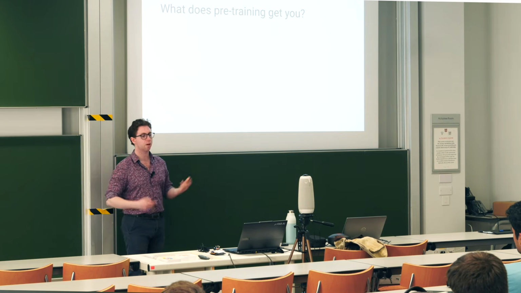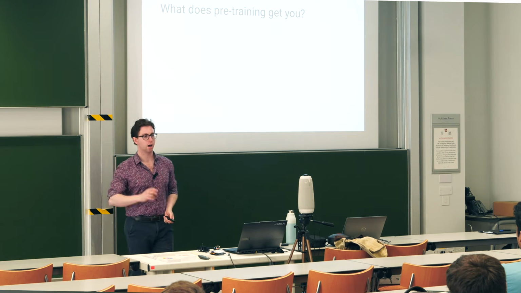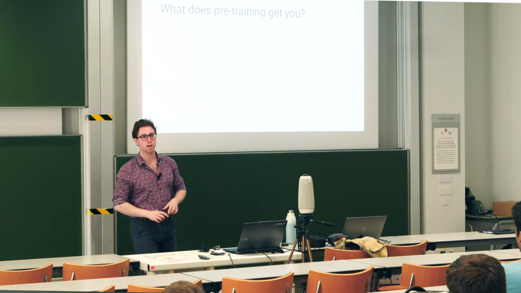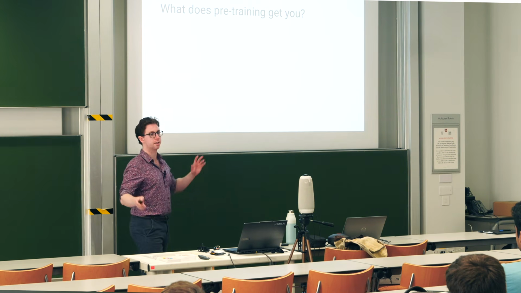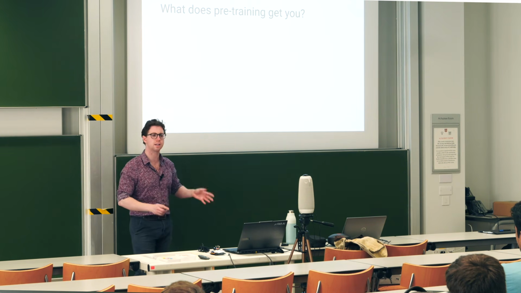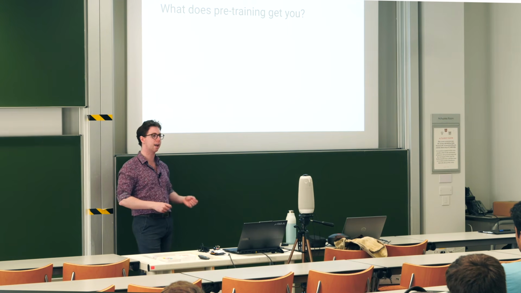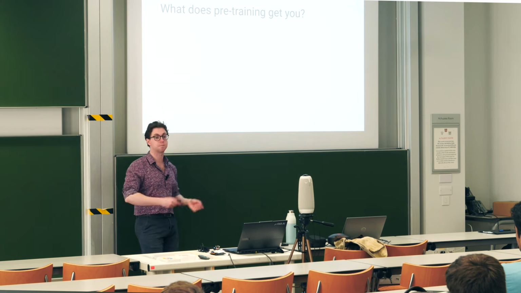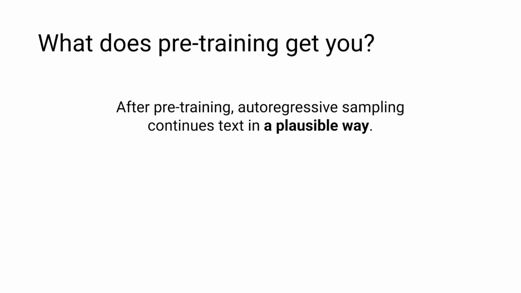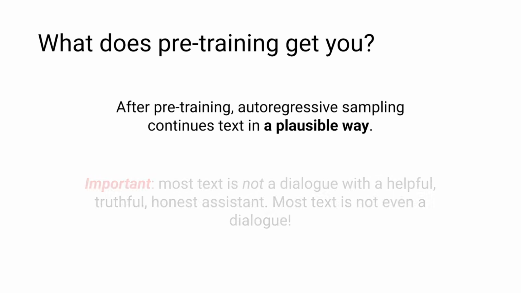In the final part of the lecture, I'm just going to cover how you should think about these pre-trained systems. In particular, I want to make sure that you understand that these pre-trained systems behave quite differently to the LLMs that you may have interacted with. If you've interacted with these assistant or chatbot LLMs, like Claude or ChatGPT, then these pre-trained LLMs behave very differently from that. After pre-training, when you autoregressively sample from an LLM, you're continuing text in a plausible way, in the way that the LLM sees as most likely.